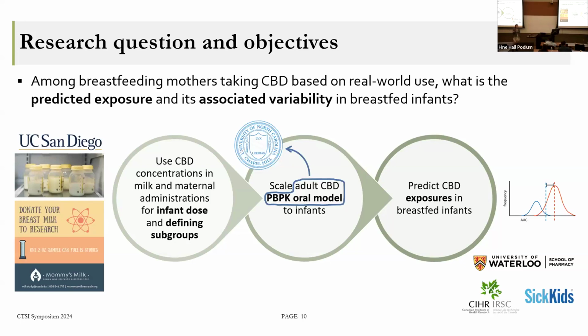We use that information to inform two things. One, the infant dose that they might receive through breast milk, and two, defining different subgroups. We also got information from Mommy's Milk on the frequency of CBD or CBD-containing product use, the administration type, and the time after dose. We might make arguments that if they're on a specific administration type, let's say an edible, they might have a higher concentration in breast milk and therefore maybe higher exposure as well.